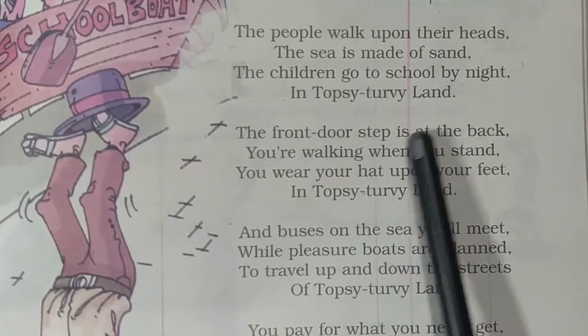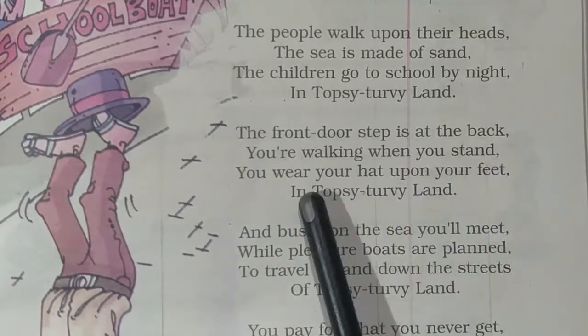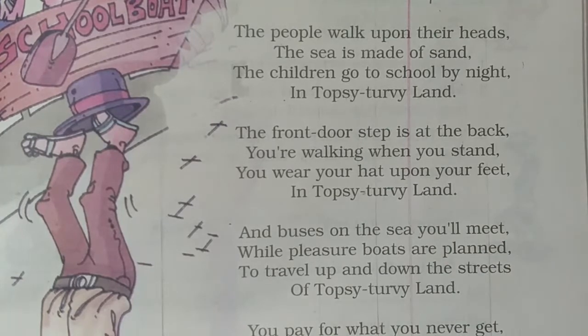The front door step is at the back. You are walking when you stand. You wear your hat upon your feet in Topsy-Turvy Land. In our land, the front door step is at the front of our house. But in Topsy-Turvy Land, the front door step is at the back of the house. In our land, we walk while we walk. But in Topsy-Turvy Land, the people walk when they are standing. In our land, we put the hat on our head. But in Topsy-Turvy Land, the people put their hat on their feet.